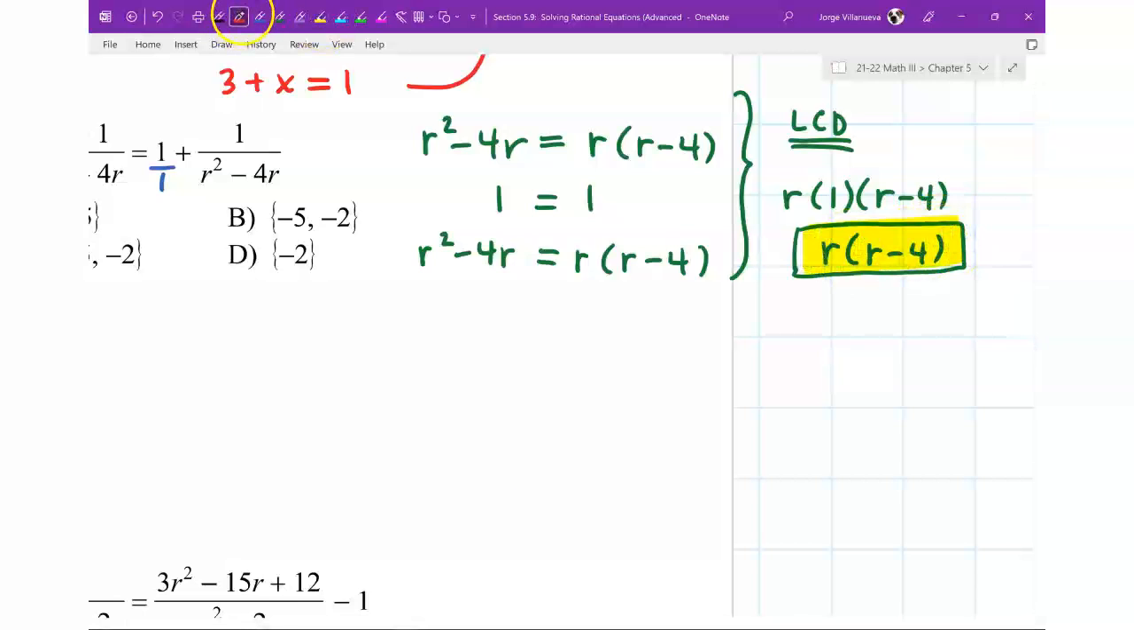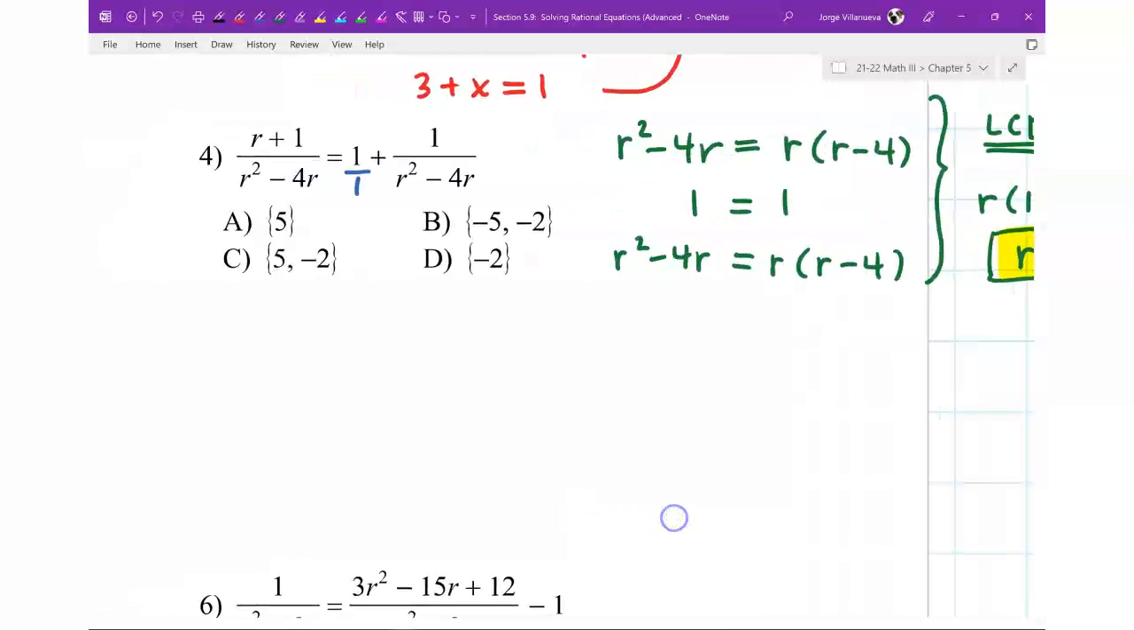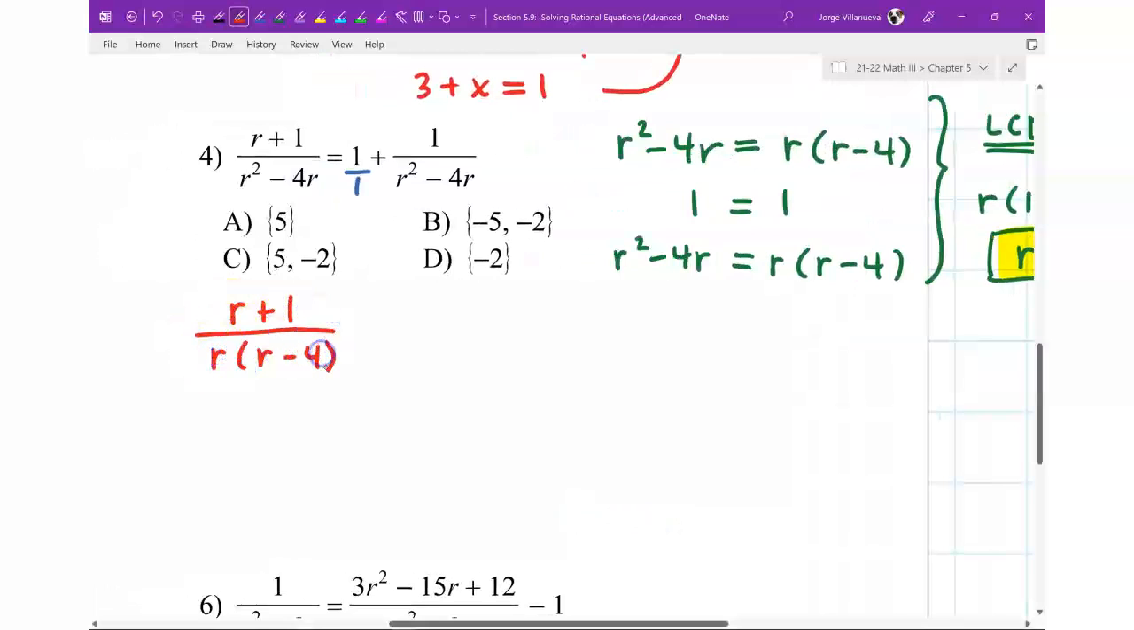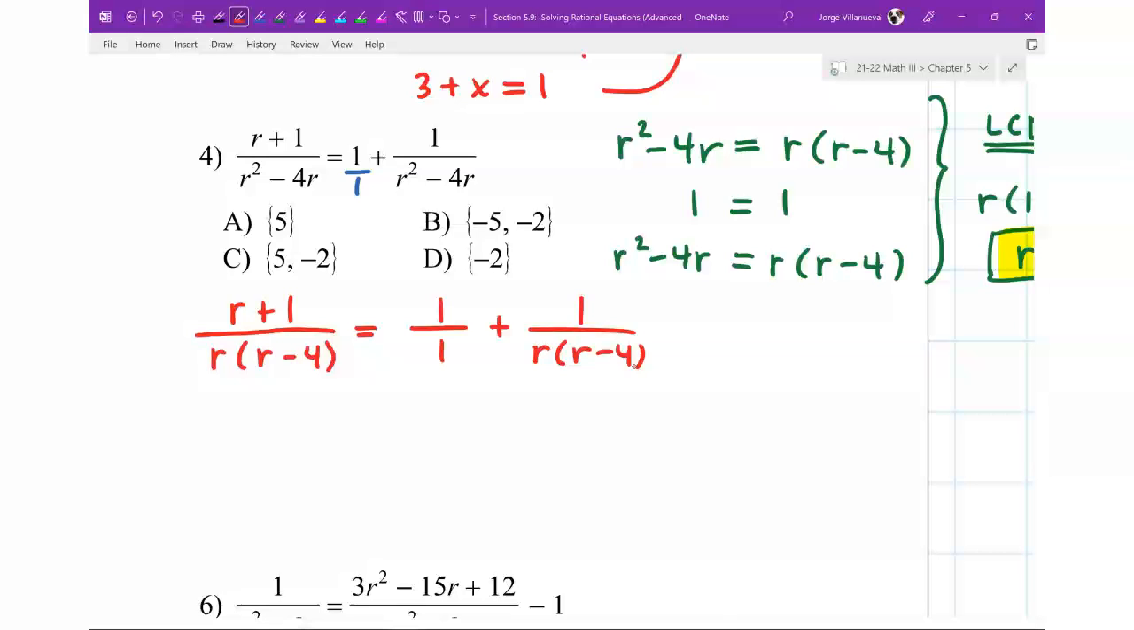So let me rewrite it in factored form. So this will be R plus 1 over R times R minus 4 equals 1 over 1 plus 1 over R times R minus 4. Remember, this is me just getting it ready, right? I'm getting it ready so I can start canceling stuff out. Now I'm going to multiply that big equation by my LCD, which is R times R minus 4.